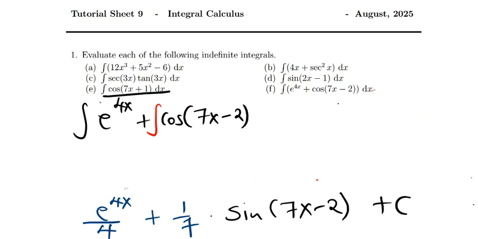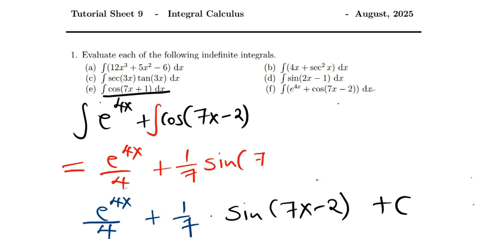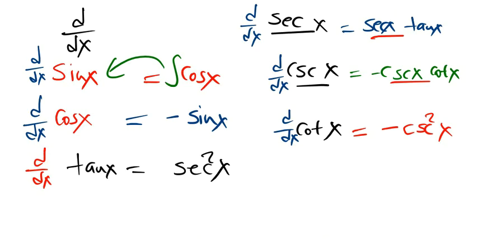So therefore what we end up with is e to the power 4x over 4 plus 1 over 7 sine 7x minus 2 plus a constant c. Okay, so nothing complicated, nothing difficult, just something very simple, right? Which, if you want, you can even write this to just be over 7 like that, plus c. So that's how you are supposed to handle question 1.